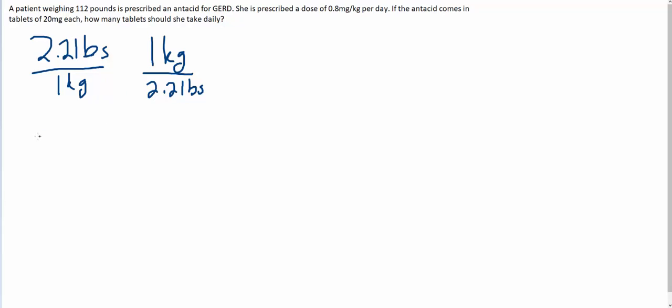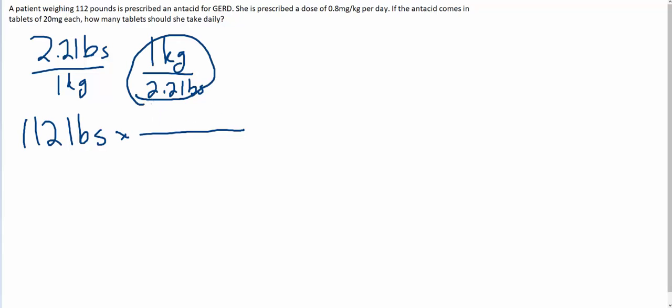So we'll take our weight, 112 pounds, and remember LBS is our abbreviation for pounds. We're going to multiply that by one of our conversion factors. We want pounds to be able to cancel, and we want kilograms to be on top, therefore ending up in our answer. So we're going to use this second conversion factor.